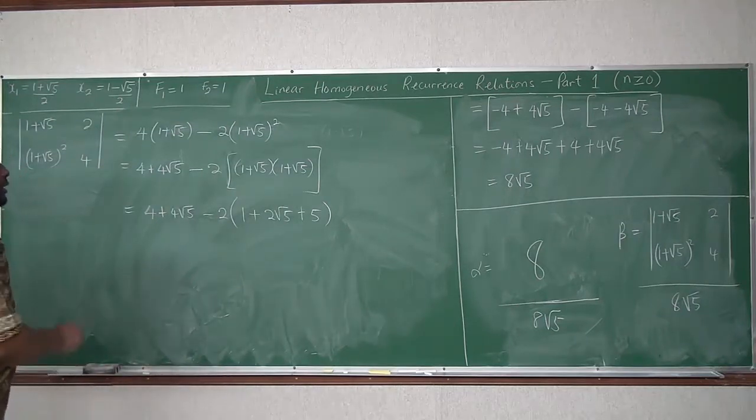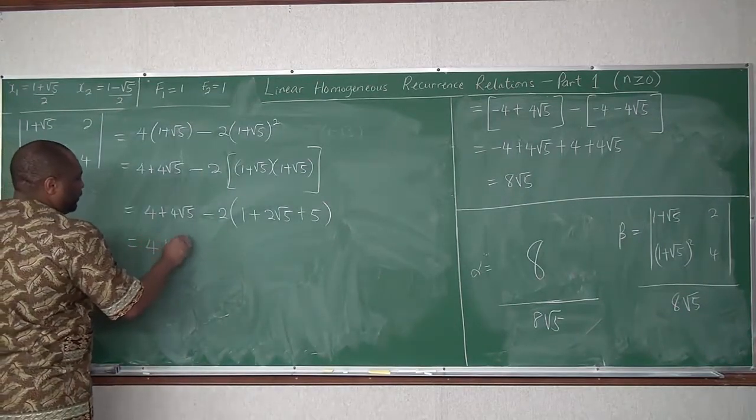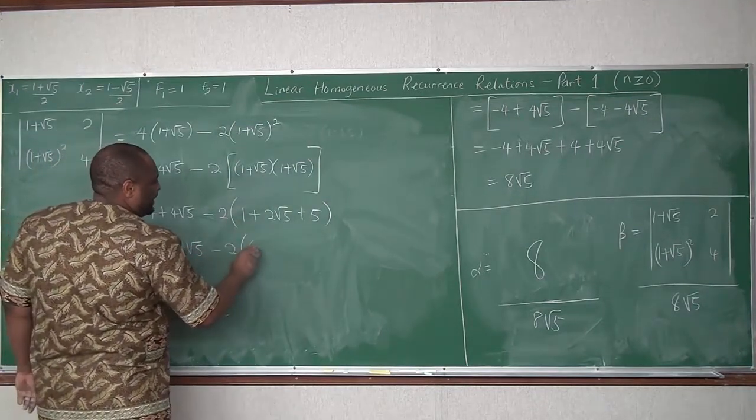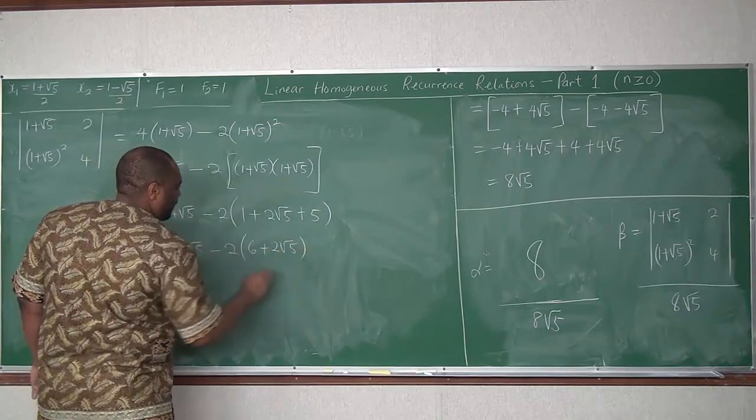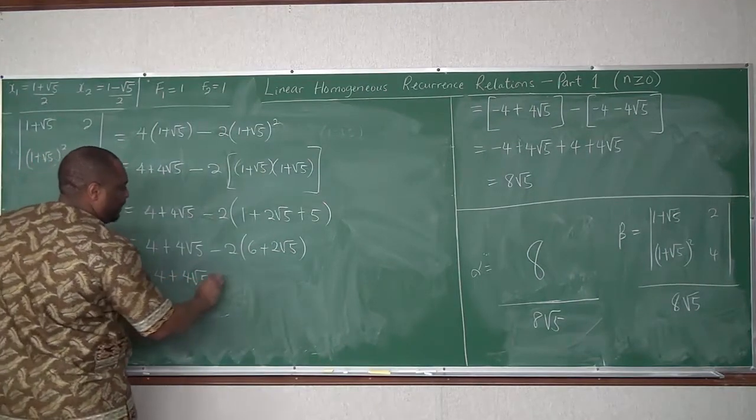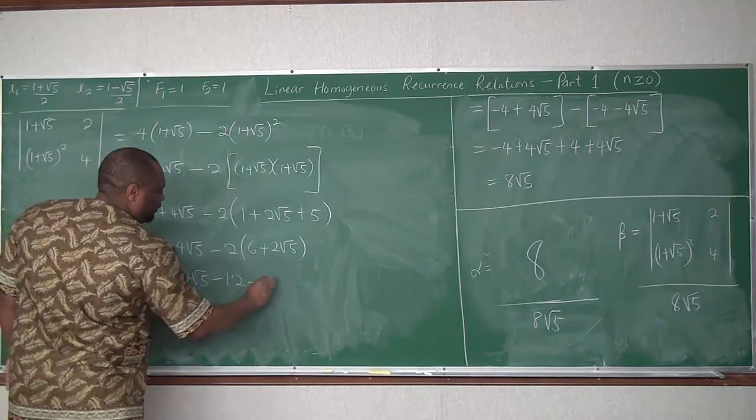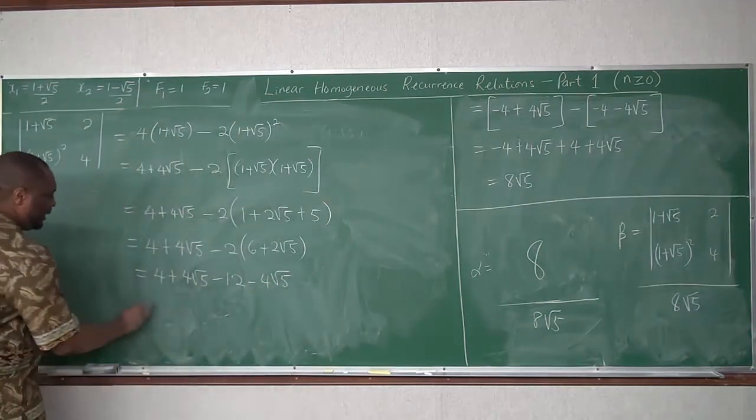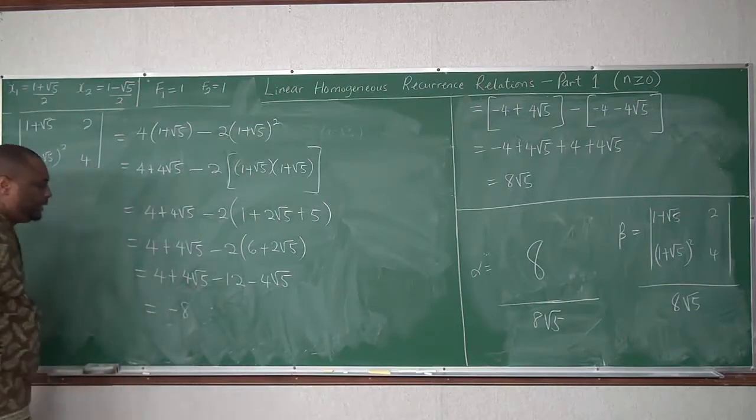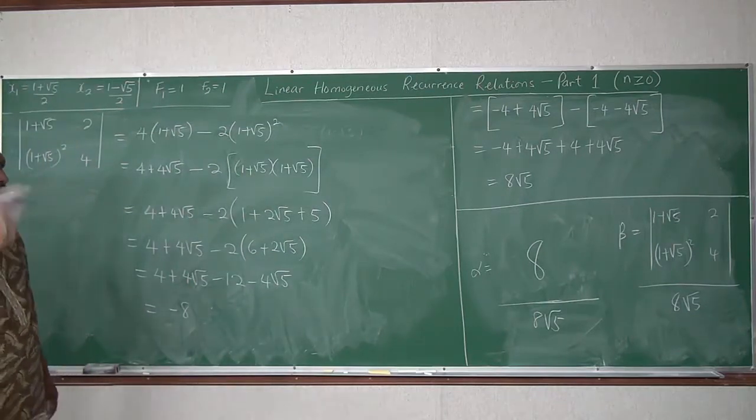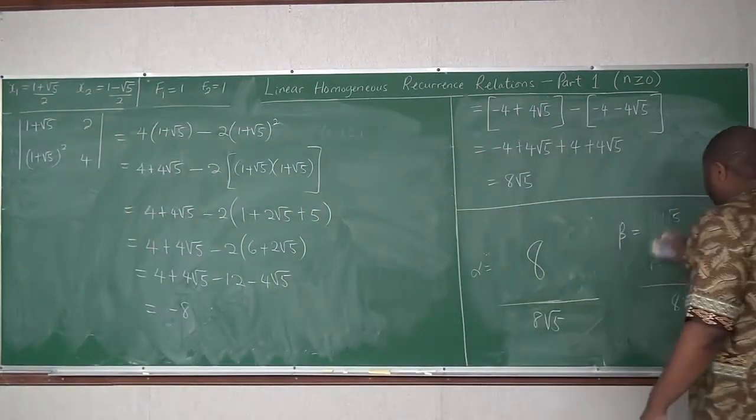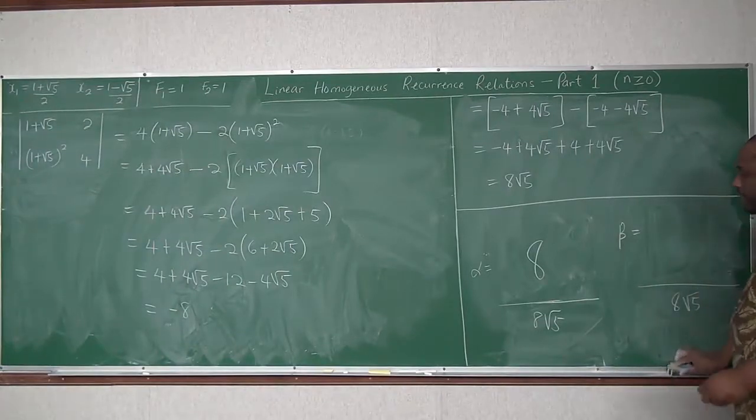Okay? So this gives me 4 plus 4 root 5 minus 2. 1 plus 5 is 6. 6 plus 2 root 5. So this gives me 4 plus 4 root 5 minus 12 minus 4 root 5. And then I have 4 minus 12 is minus 8. 4 root 5 minus 4 root 5 is gone. So beta will be negative 8 over 8 root 5.